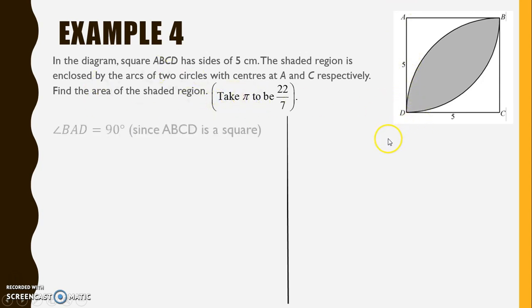Now to do that, first I need to know the angle. This angle over here is 90 degrees. Since this angle over here is 90 degrees and this is an arc, what does this tell you about this shape over here?